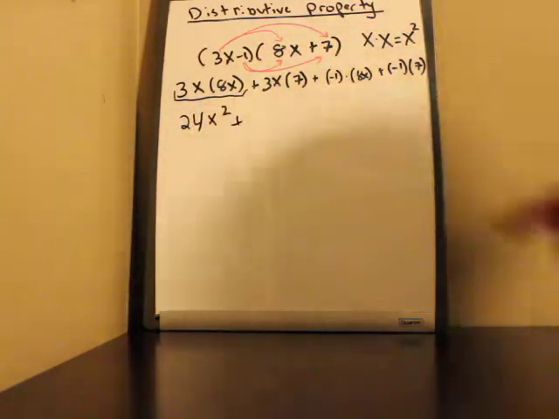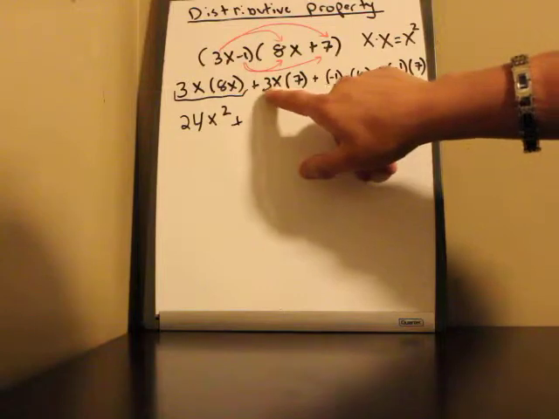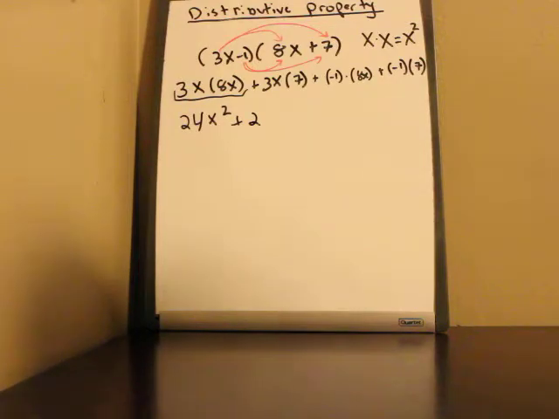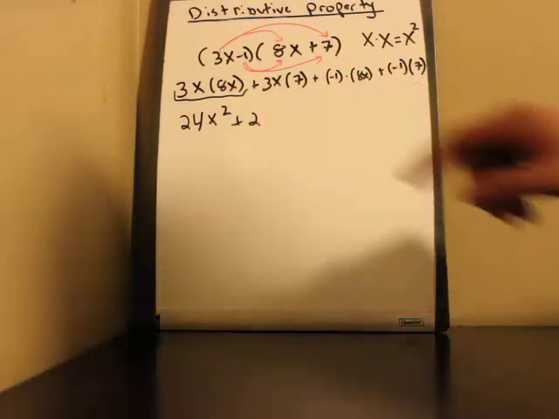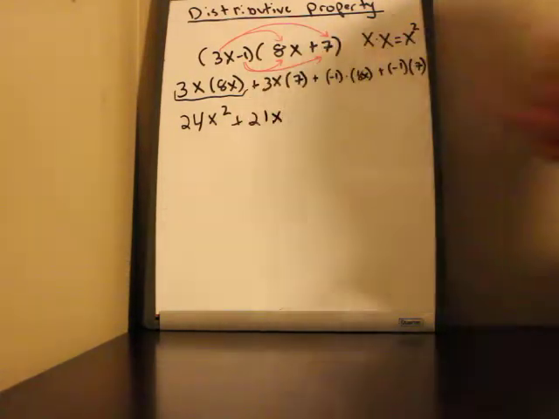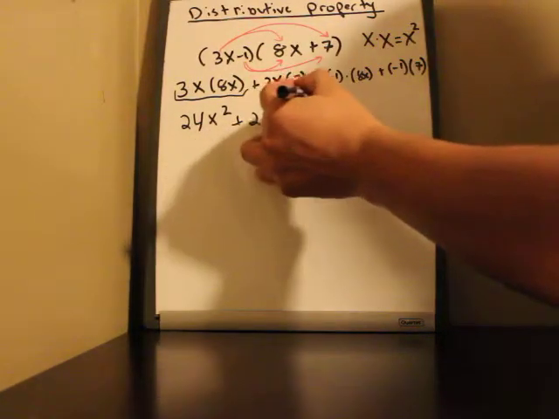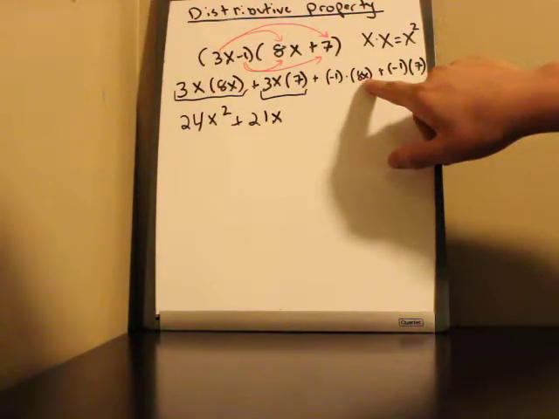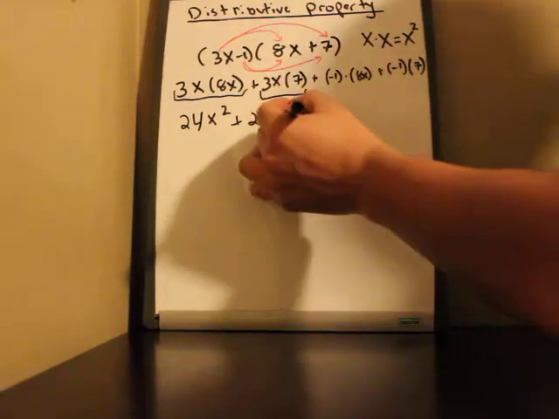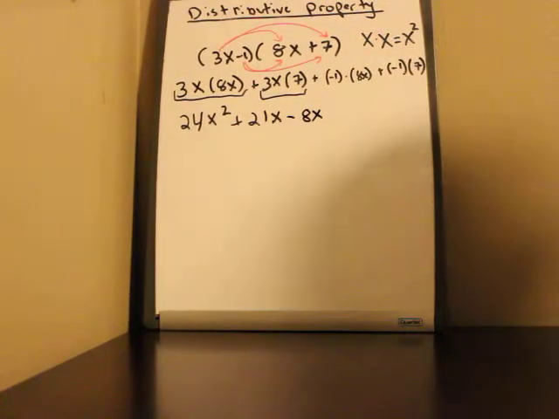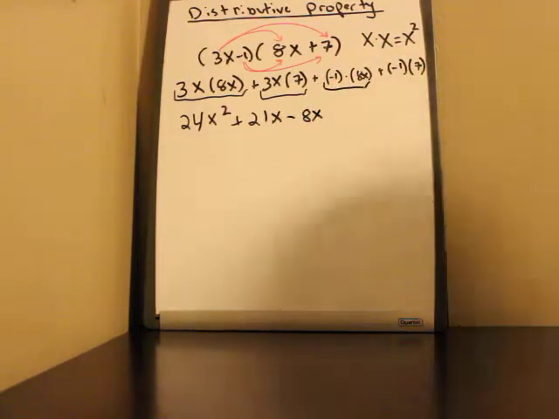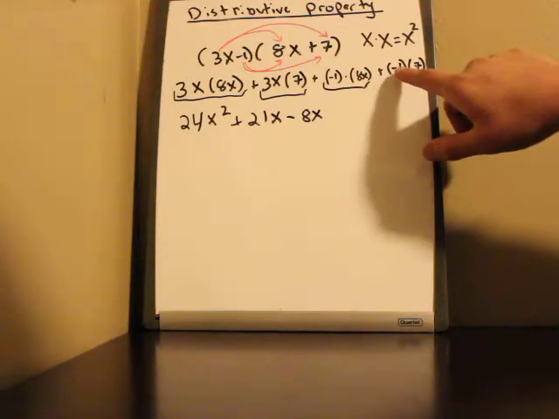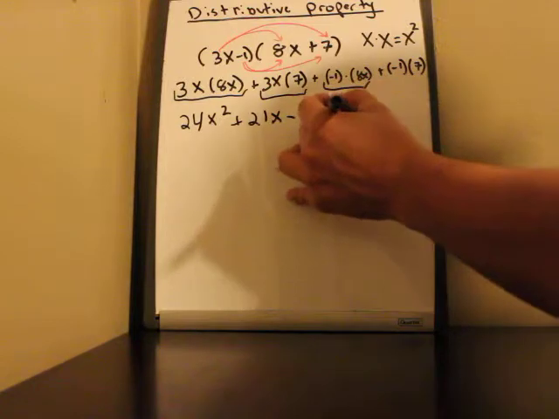Plus, okay, well, 3 times 7 is 21 times x. Okay, that takes care of this. We simplified that down. Negative 1 times 8 is negative 8 times x. So we have negative 8x. So we're just going to do minus 8x. Okay, that takes care of this here. And then we have plus negative 1 times 7. Well, what's negative 1 times 7? That's negative 7. So we're just going to do minus 7. Okay.